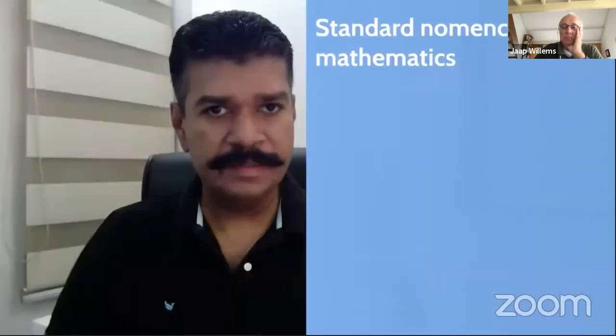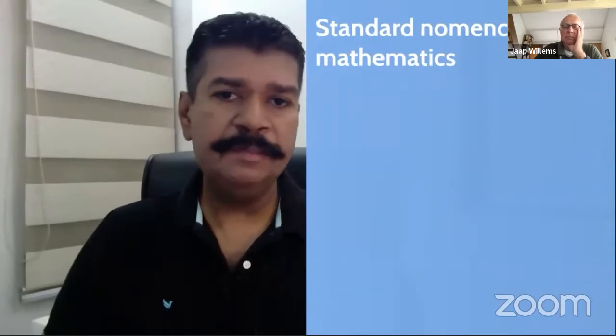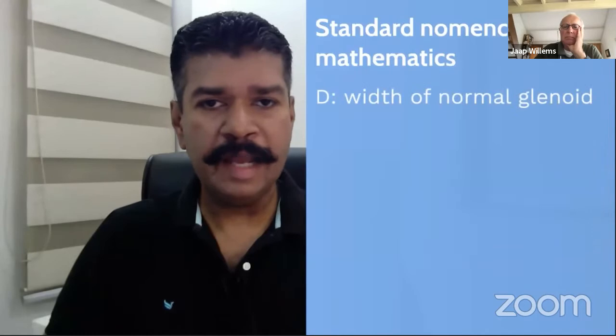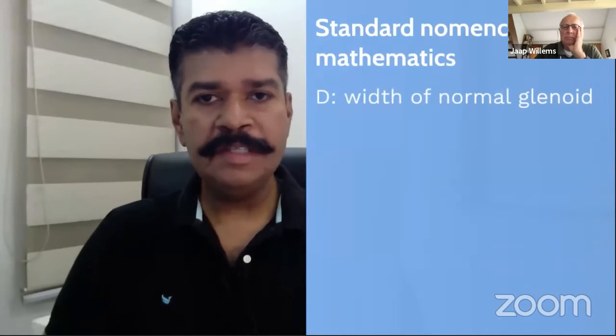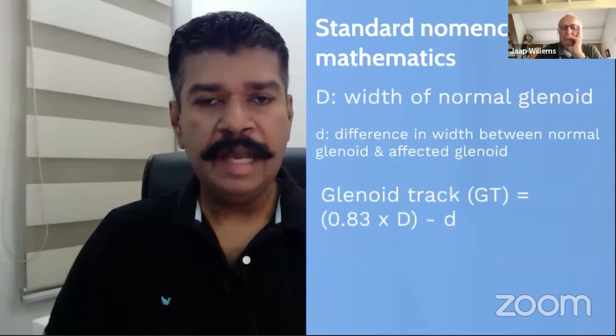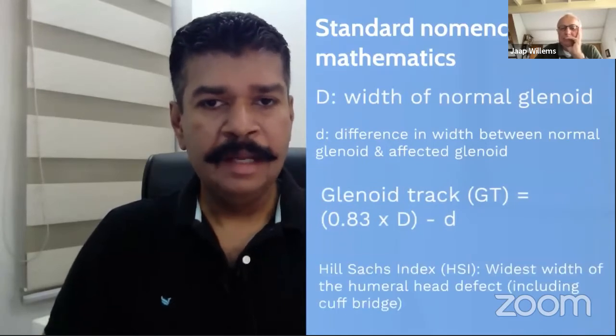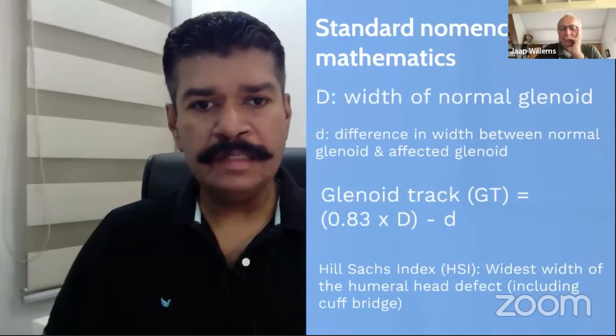Whether you ascribe to the philosophy of different ways of managing these lesions, it is important to know about their existence. And we need to introduce certain standard nomenclature and a simple mathematical formula to calculate the glenoid track. Capital D is always the width of the normal or the unaffected glenoid. Small d is the difference in the width between the normal glenoid and the affected glenoid. And the glenoid track is calculated by the simple mathematical formula.